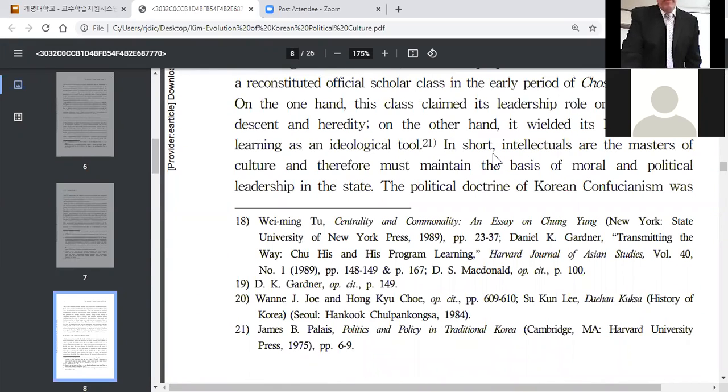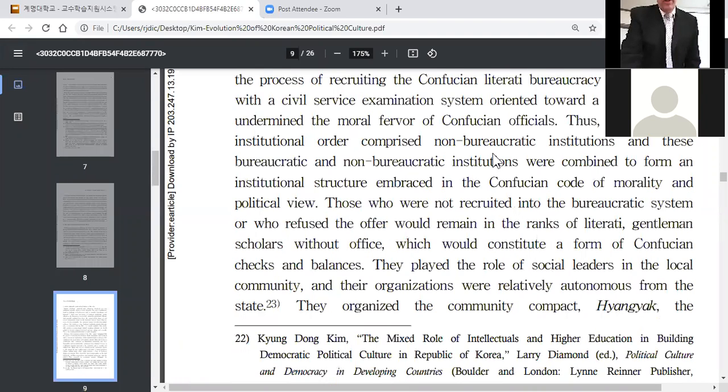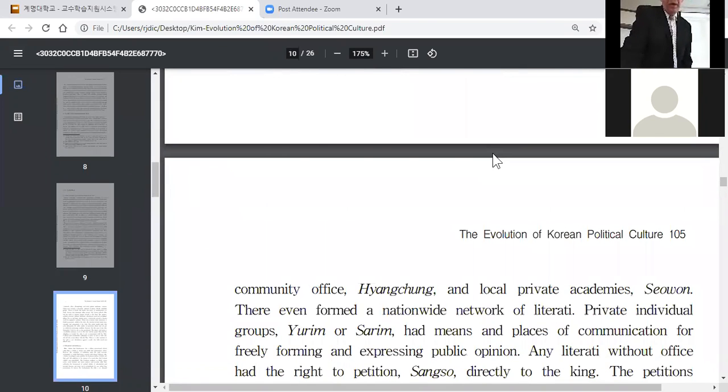Now, there will be other days when I will make a PowerPoint to show things off, but this particular class, each year, I work from this book, page 105 on the bottom.